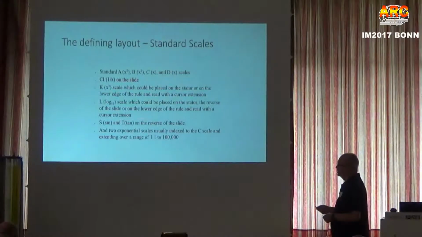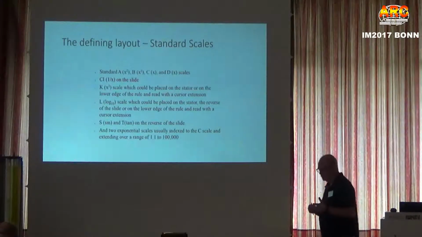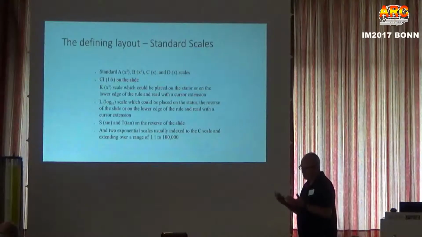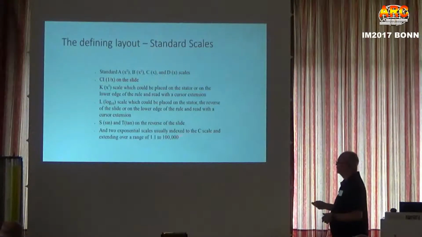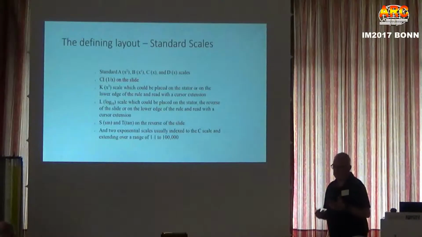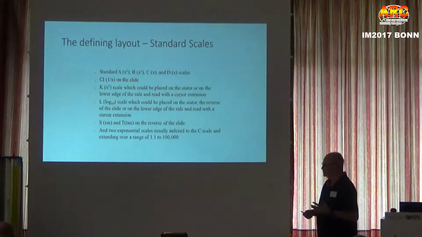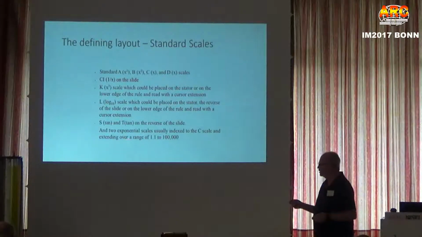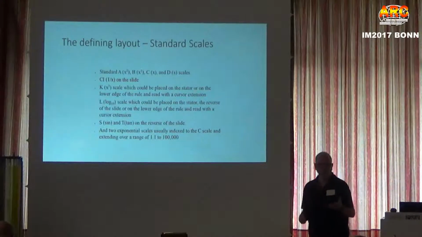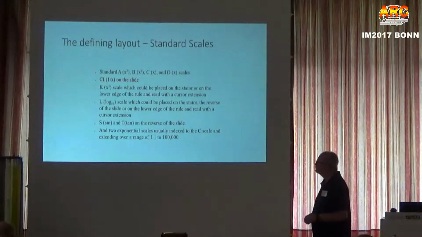They also had a sine and tan scale on the reverse of the slide. And what they did to enhance the Ritz layout was to add two exponential scales indexed to the C scale over a range of about 1.1 to 100,000. If you're in electrical engineering, you're always dealing with exponentials for switching on and switching off of circuits. So they're ideal for calculating transients and transient decays.